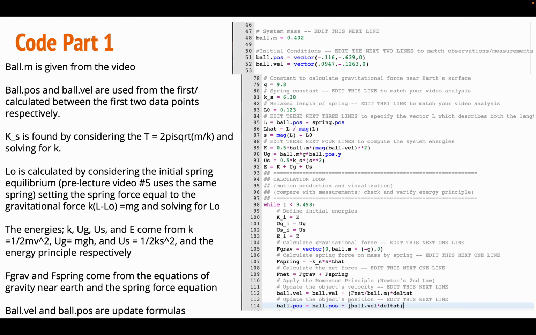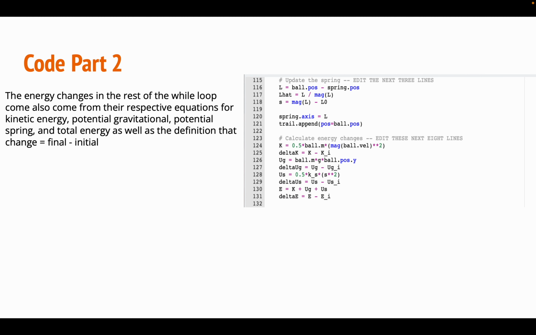The energies come from the models that I talked about earlier, and the total energy is just those added together. F grav and F spring also come from the equations for gravity and the spring equation that I discussed. And the ball.vel and ball.pos are update formulas. The interchanges that we see later in the while loop also come from the same equations that I discussed on the previous slide, and the total energy comes from, again, those added together, and the definition that change equals final minus initial.